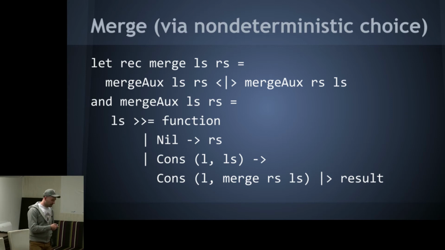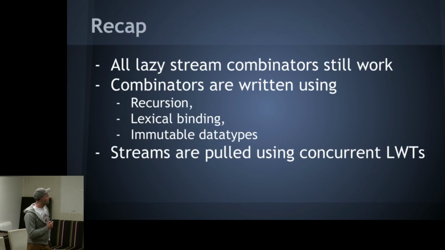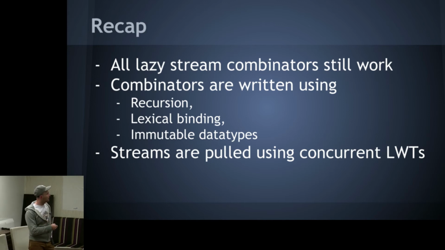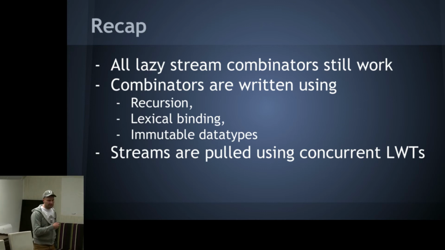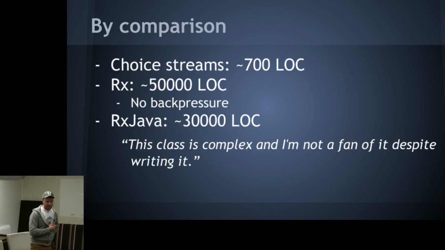I think this is very clear. So just to recap, when we do things this way, all lazy stream combinations basically still work. And we can write combinators using recursion, lexical binding, and immutable data types. And we basically pull those streams using concurrent lightweight threads, which are, in these examples, we are basically using the promises as the streams. As the concurrent threads.